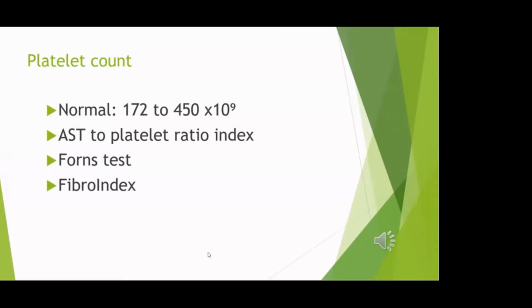The platelet count is not only used in the CBCs, but it's also used by our hepatologists to compute for the APRI, the Forns test, and the fibro index test, correlating the biochemical values that they get from the lab with the degree of fibrosis that is seen in the liver. So aside from platelet counts, platelets are incorporated into different scoring systems to assess liver fibrosis.